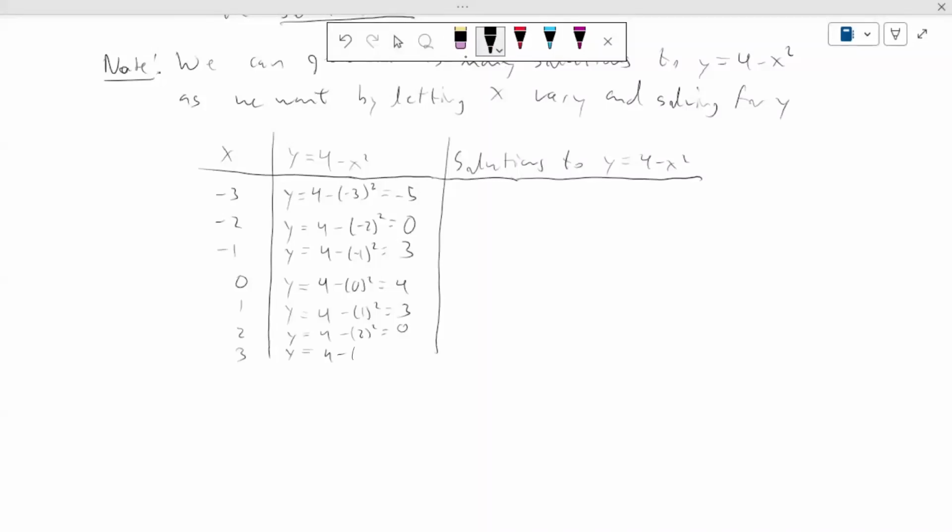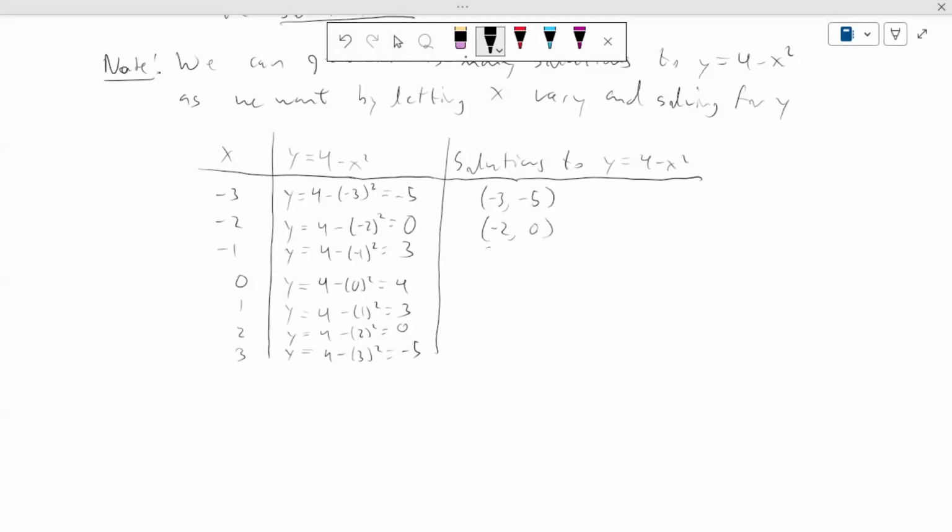y equals 4 minus 3 squared, which is -5 again. All right, so then what are the solutions to y equals 4 minus x squared? Well, from this x coordinate, I get that y is -5. So then (-3, -5) is a solution, right?